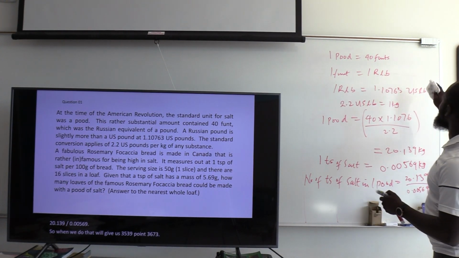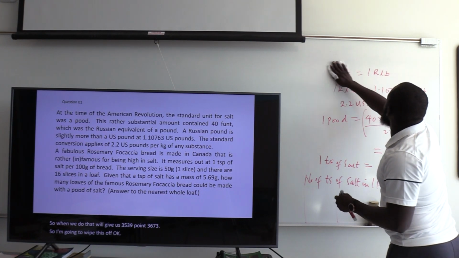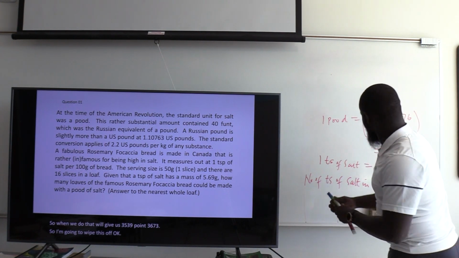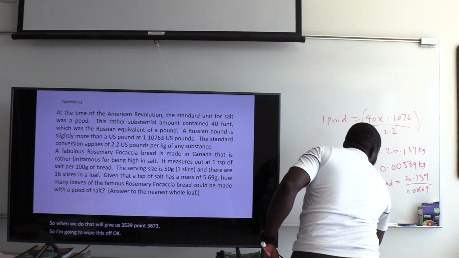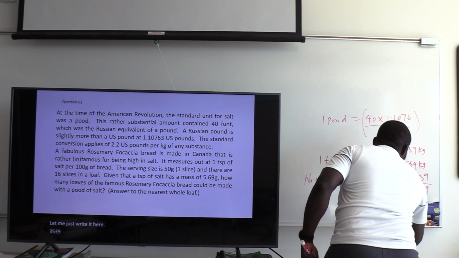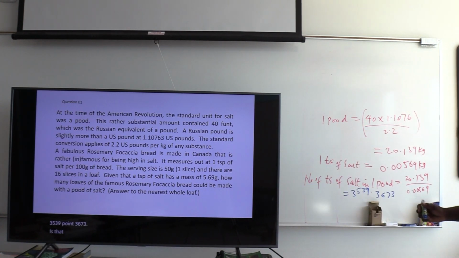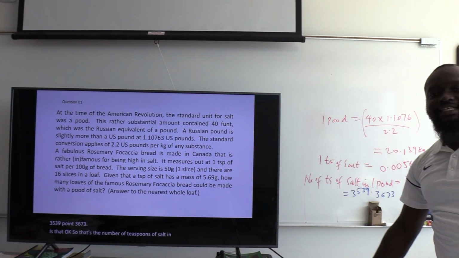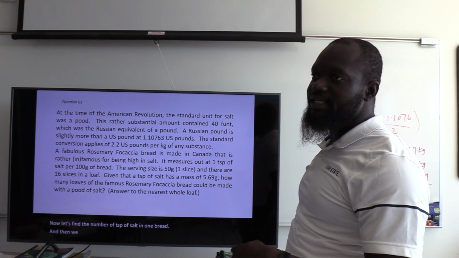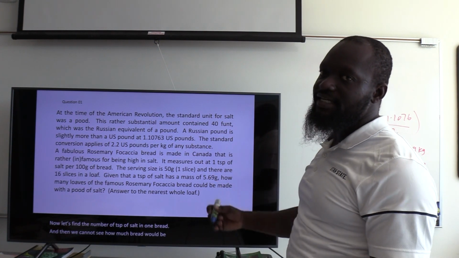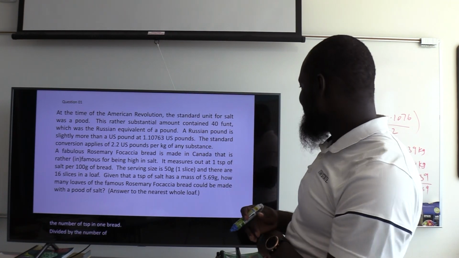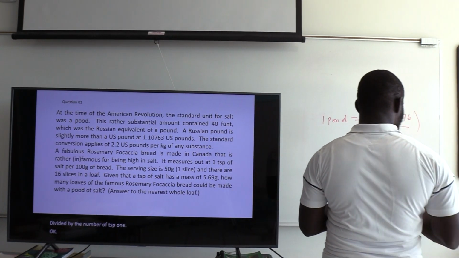So I'm going to wipe this off. Let me just write it here. 3539.3673. Is that okay? So that's the number of teaspoons of salt in 1 pud. Now let's find the number of teaspoons of salt in 1 bread. And then we can see how much bread will be made from 1 pud by dividing the number of teaspoons in 1 pud by the number of teaspoons in 1 bread.